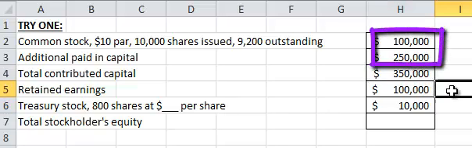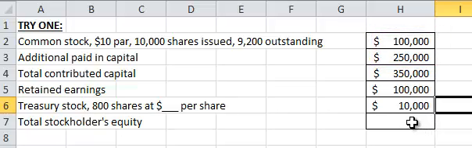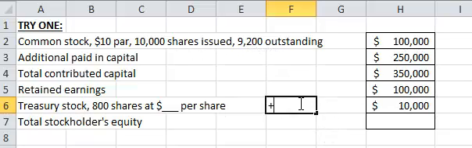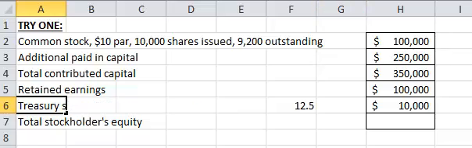Here they give you the retained earnings, and then we can solve actually for the price per share, can't we? Because we know there's 800 shares by studying the shares issued and the shares outstanding. So the per share would be the 10,000 divided by the 800. So it would be $12.50. So we can fix that.